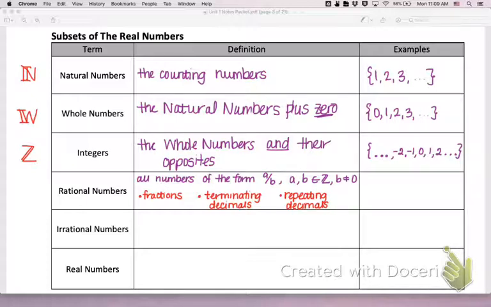So here's some examples of rational numbers. Negative 2/3, 4.68, negative 1.333... Okay, so those are all examples of rational numbers.